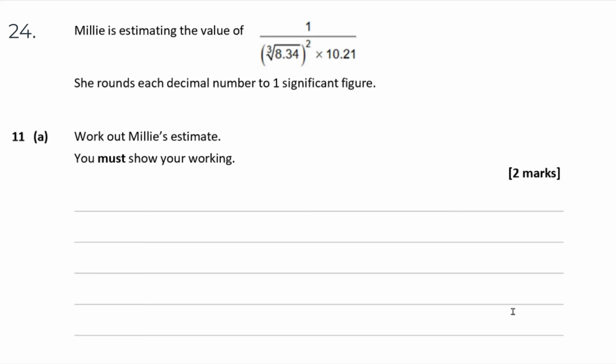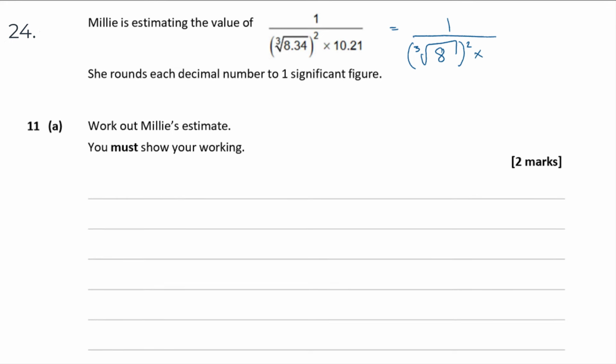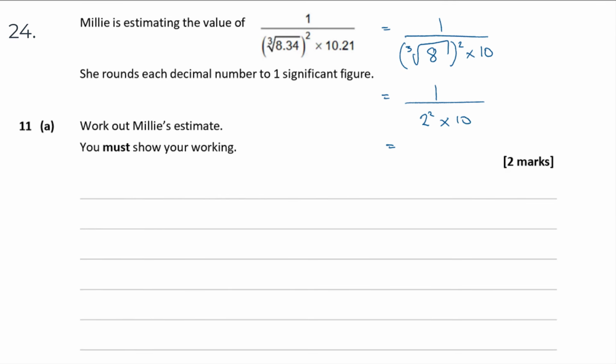Okay. So rounding each one of these off to one significant figure, I'm going to get, well, 1 is just 1. I'm going to get the cube root of, well, 8.34 to the nearest whole number is going to be 8 squared times, and 10.21 to the nearest 10 is just going to be 10, isn't it? Okay. So then let's work out what that is. Well, the cube root of 8 is 2. So I'm going to get 2 squared times 10, and 2 squared is 4 times 10 is 1 over 40 then, isn't it? So I'm going to get 1 over 40.